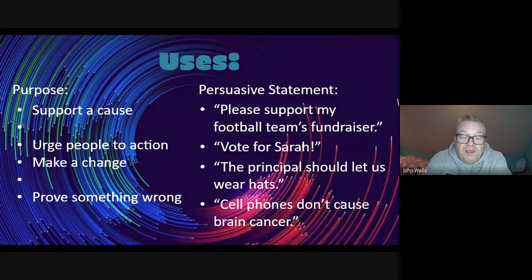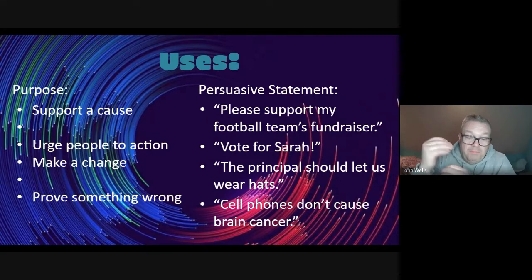How do we use persuasion? Well, first off, it's to support a cause. Like, please support this team's fundraiser. We're asking people to step up and to do something, to give their support or lend a hand to something. It also urges people to action. The call to action is what you often hear it called, where we try to get people to act now, such as vote for Sarah.